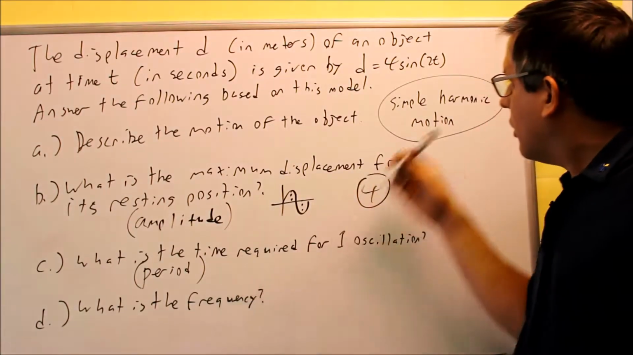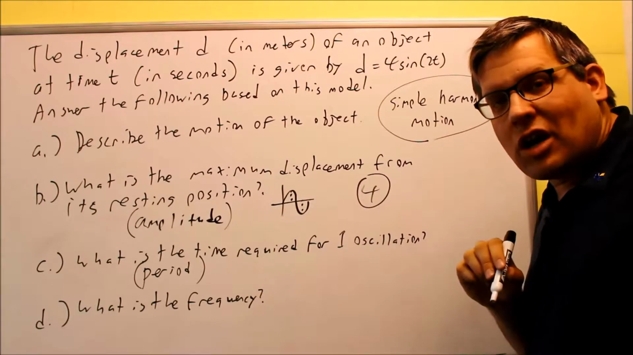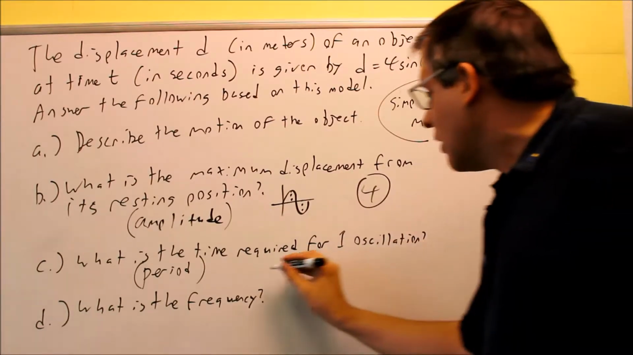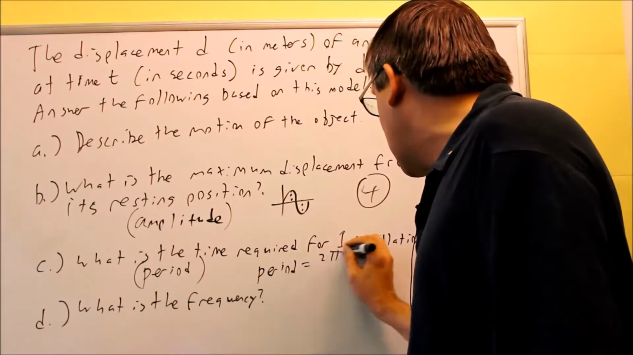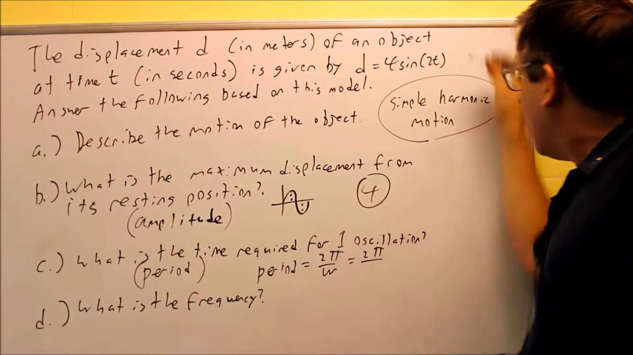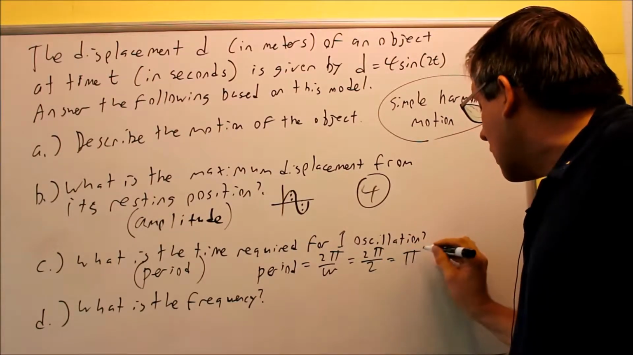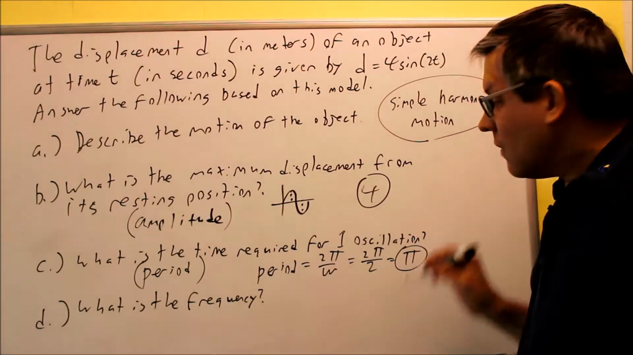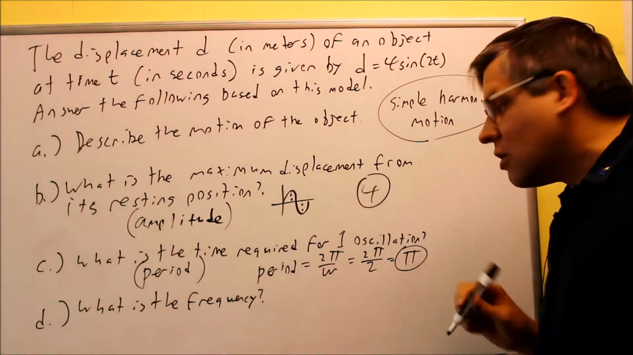Now the period, we can get that from the formula. This goes back to when we graphed the sine and cosine graphs. There was a formula for that. So this one, your period, is equal to 2 pi divided by omega. In this case, we're going to do 2 pi divided by the number in front of the x. That's your omega there. That's 2 pi over 2, and that's going to give you pi. So pi would be the answer for part C. That's the time required for one oscillation. It's going to be pi.